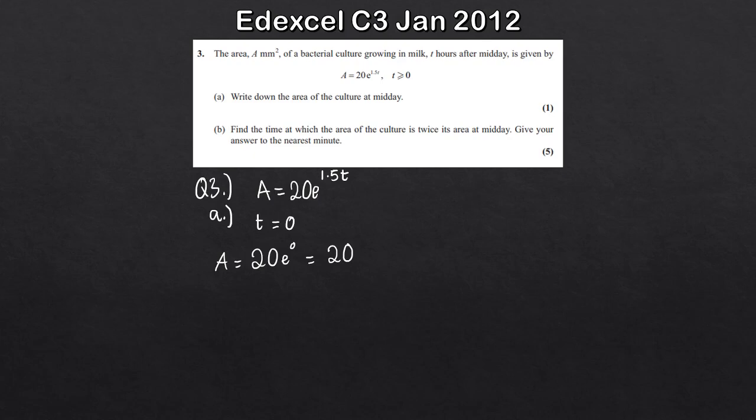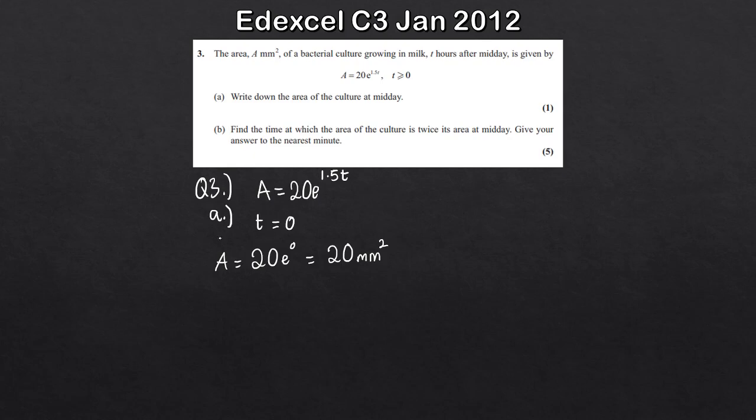Let's put our units down. So it's millimeters squared. So 20 millimeters squared there. And then for part B, we need to find the time at which the area of the culture is twice its area at midday, giving the answer to the nearest minute.